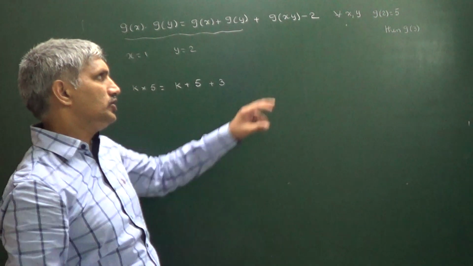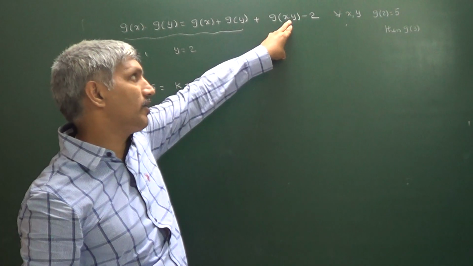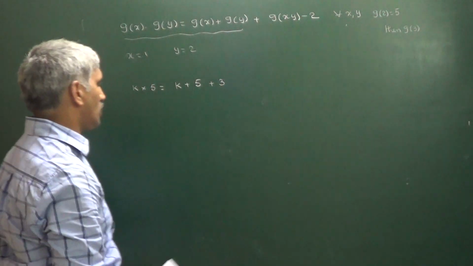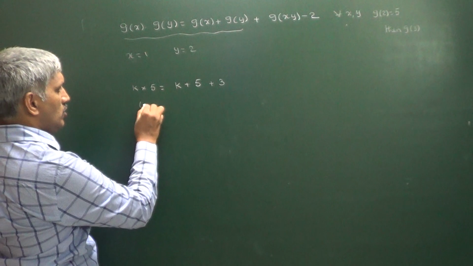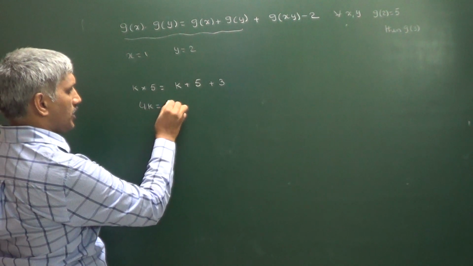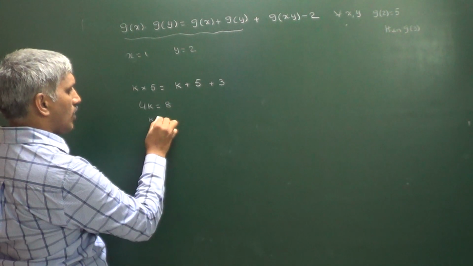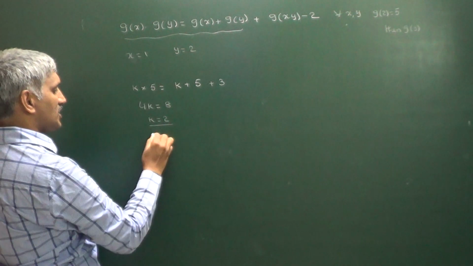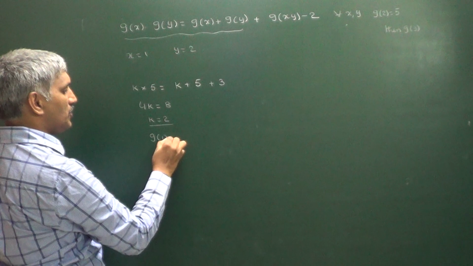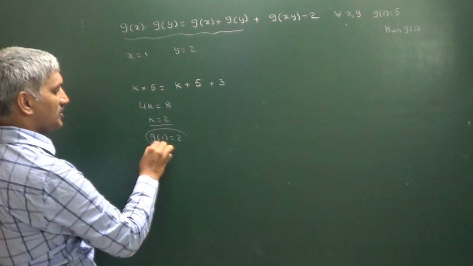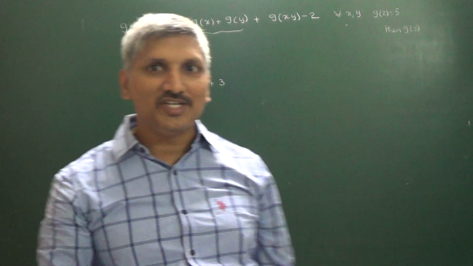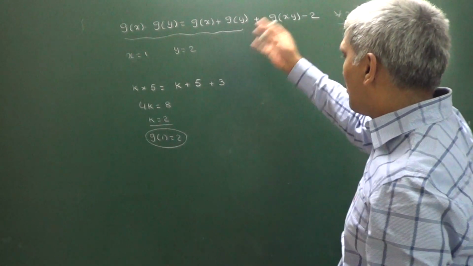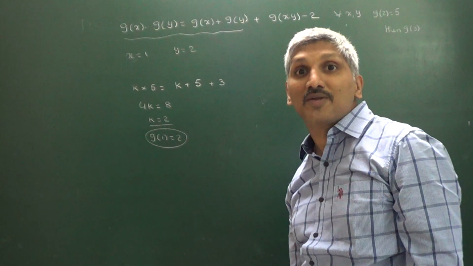Agree or not? g of 2 is equal to 5, so 5 minus 2 is equal to 3. From this we are getting 4k is equal to 8. Therefore the value of k is equal to 2. What is k? k is nothing but g of 1, whose value we got as 2. Now replace y with 1 by x.